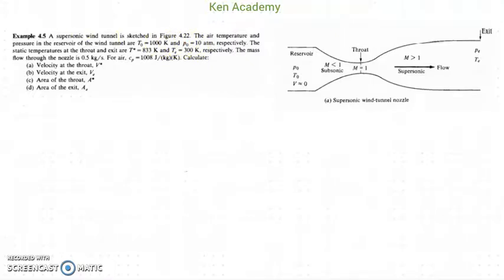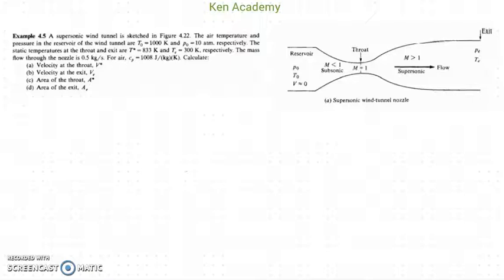And the static temperatures at the throat and exit are 833 Kelvin and 300 Kelvin respectively. Now the mass flow through the nozzle is 0.5 kilograms per second. And the constant pressure specific heat of air for this problem right here is 1008 joules per kilogram Kelvin.